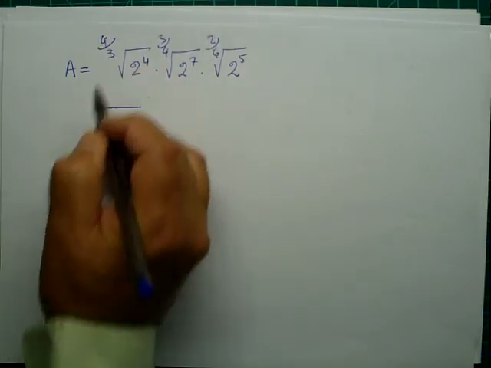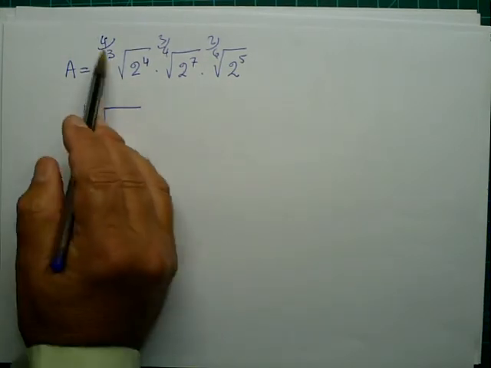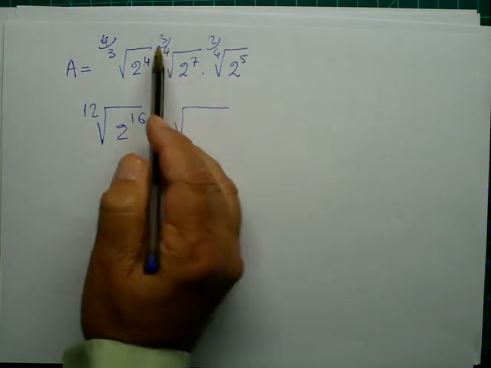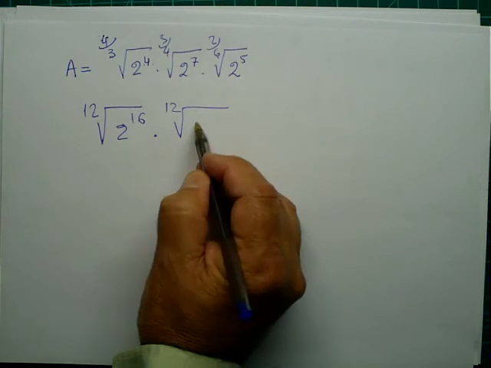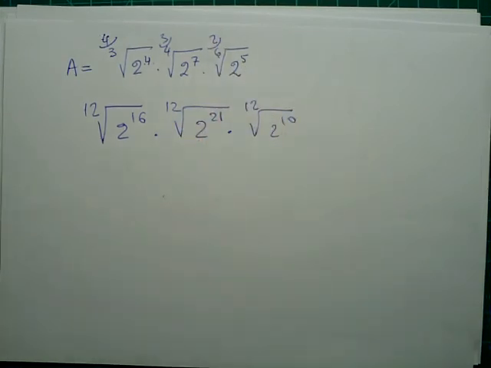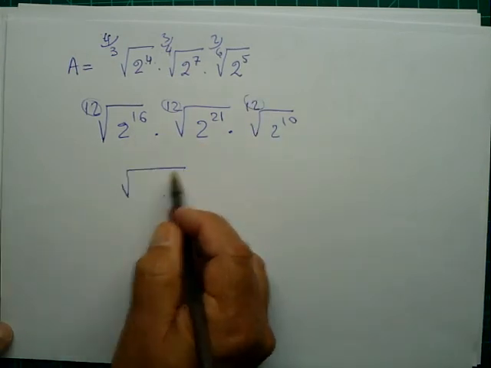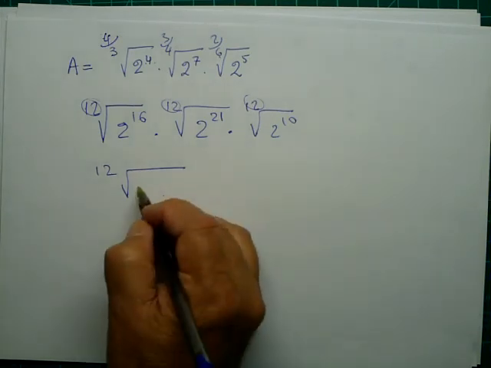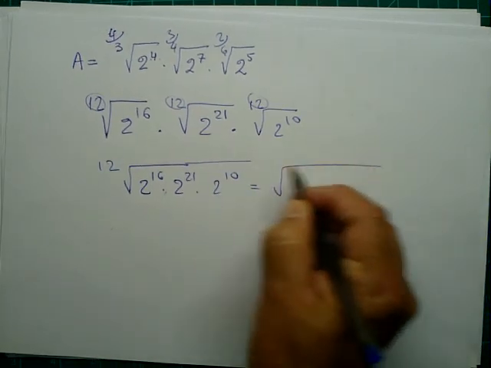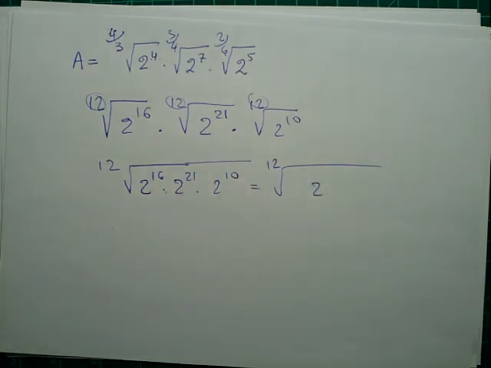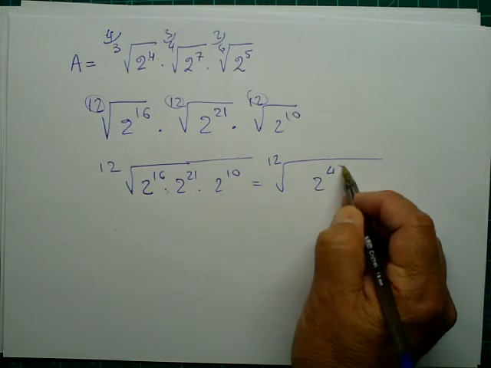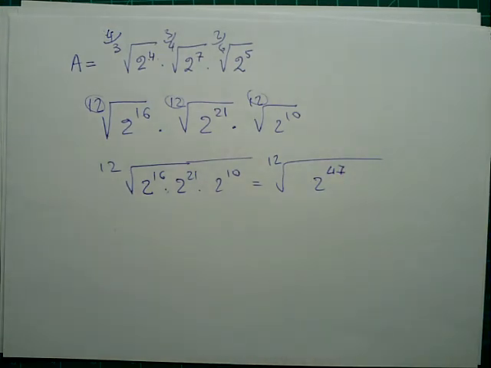So now this is 12, 4 times 3, but remember, you must also multiply this. 4 times 4 is 16. The next root, 3 times 4 is 12, 3 times 7 gives 21, 2 times 6 gives 12, 2 times 5 gives 10. Now we have the same indexes here, so we can write the 12th root of 2 to the power of 16, 2 to the power of 21, 2 to the power of 10, and easily we can add these three according to the rules of exponents, which gives 47. 12th root of 2 to the power of 47.